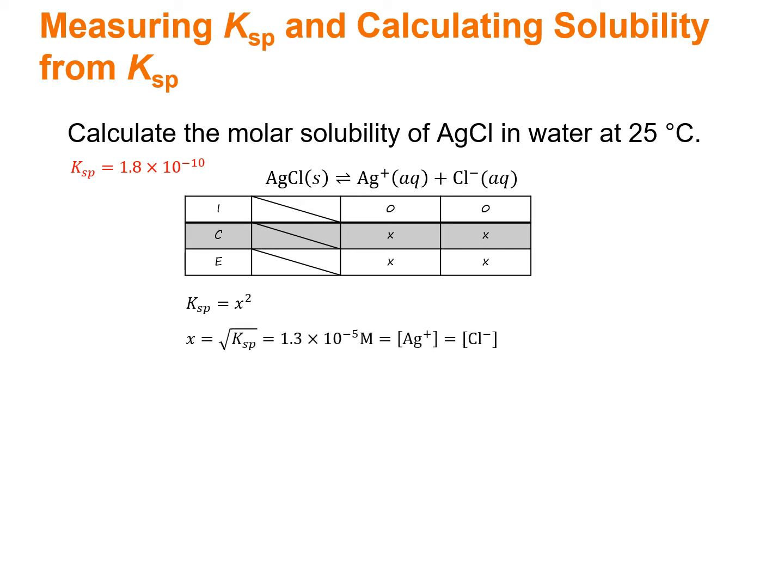Now, if I solve for X, it's the square root of KSP, and that gives me 1.3 times 10 to the minus 5. And then that equals the silver concentration and the chloride concentration at equilibrium. And also remember that that's the molar solubility of silver chloride.